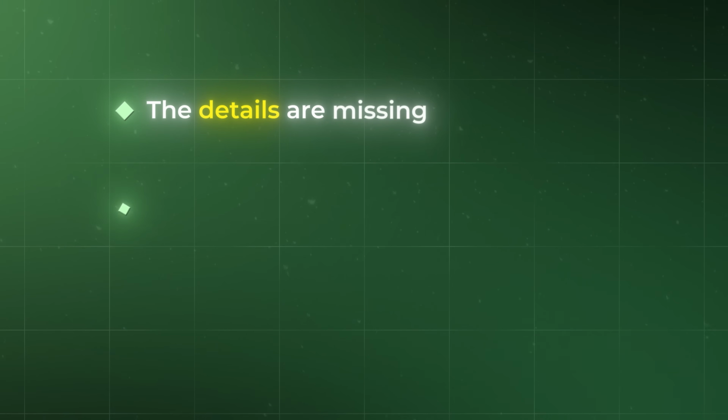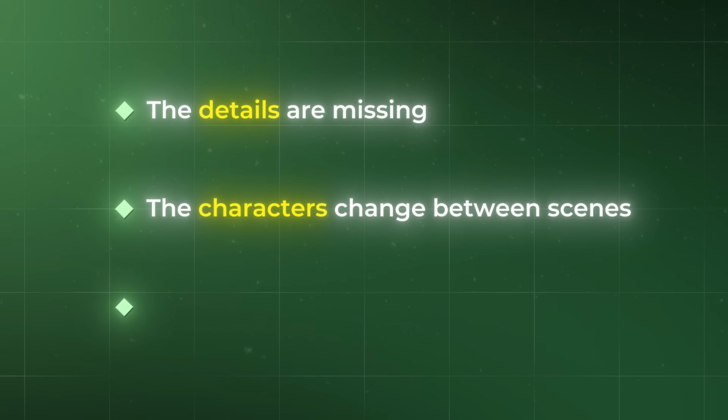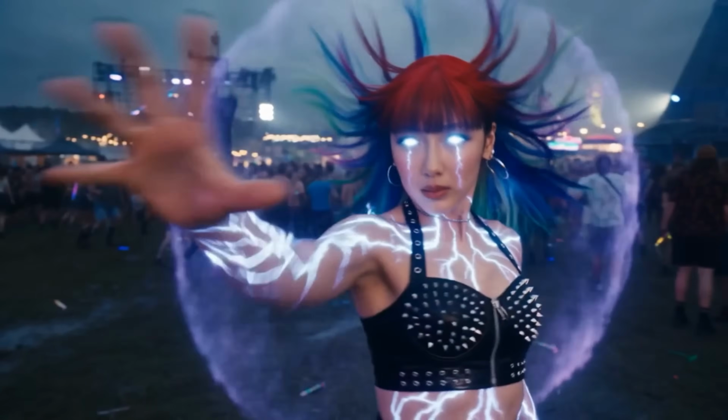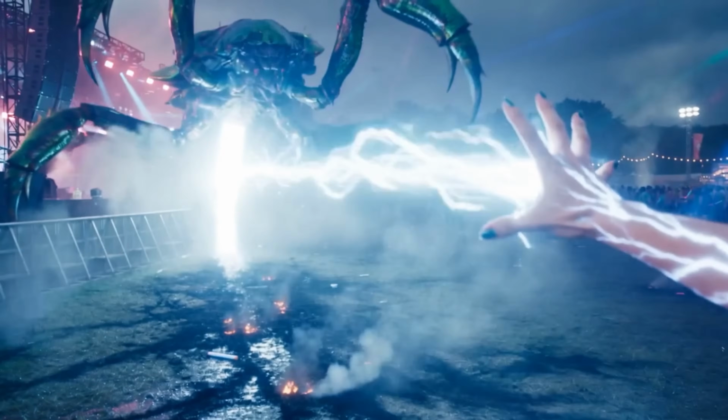The details are missing, the characters change between scenes, and the model forgets to add things that were clearly mentioned in the prompt. So they end up blaming the AI for these problems. But the reality is, AI models nowadays are 10 times better than what they were just a few months ago. And there are people creating insanely good-looking movies with them, so the model is clearly not the problem. The problem is that you're giving the AI way too much freedom.